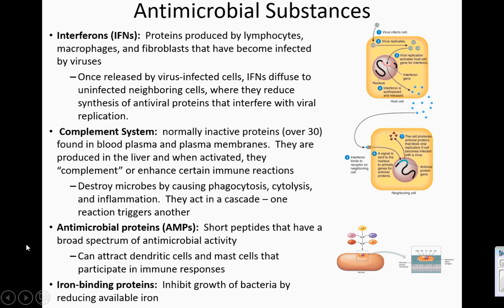Antimicrobial proteins, or AMPs, are short peptides that have a broad spectrum of antimicrobial activity. They can attract dendritic cells and mast cells that participate in immune responses. And then iron-binding proteins do exactly what it sounds like. They reduce available iron by binding to it, which iron is essential for bacterial growth. So that's how they can prevent bacteria spreading, basically. Okay. Questions on any of those 4?